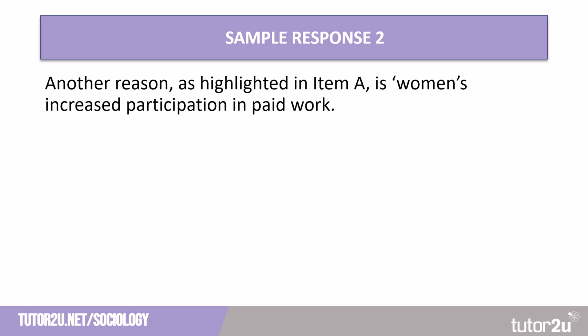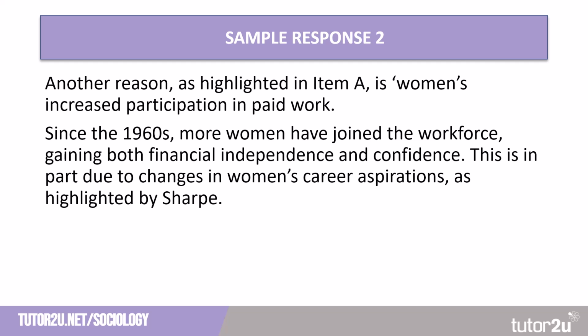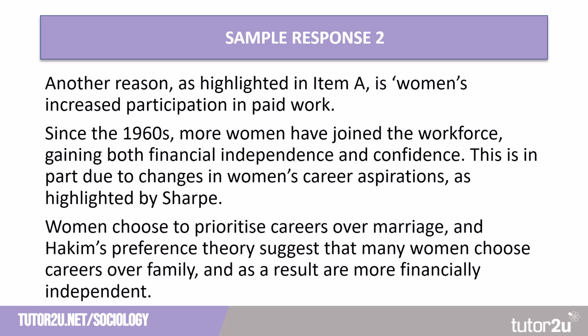Our second response, another reason as highlighted in item A, is women's increased participation in paid work. We need to develop this. Since the 1960s, more women have joined the workforce, gaining both financial independence and confidence. This is in part due to changes in women's career aspirations, as highlighted by Sharp. So a bit of research here from Sue Sharp. Perhaps the student could have developed women's career aspirations that Sharp has mentioned by talking about Sharp's research. However, they've gone with a different route, and they've used another piece of research to back those findings up, saying that women choose to prioritise careers over marriage, and Hakim's preference theory suggests that many women choose careers over family and as a result are more financially independent.